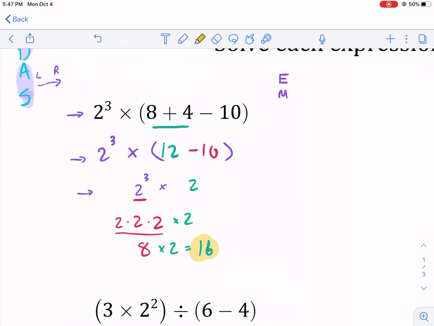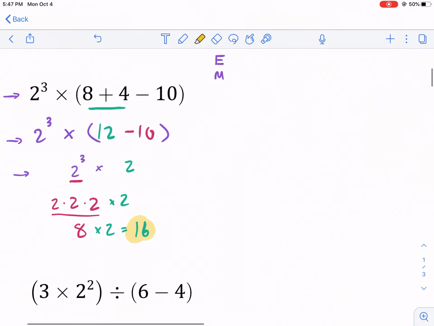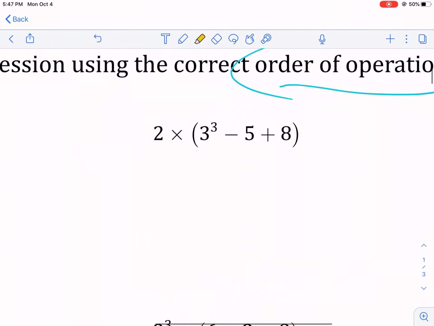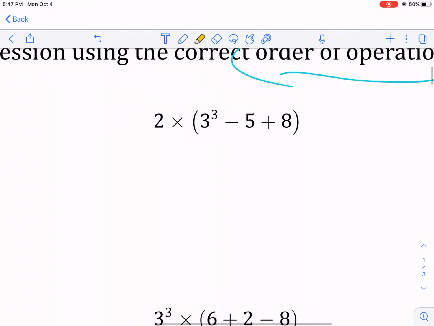I would get a completely different answer if I didn't follow this order. That is why it's so important to follow order of operations. Maybe I'll demonstrate that in one of these ones down the way. Let's go to our second one.